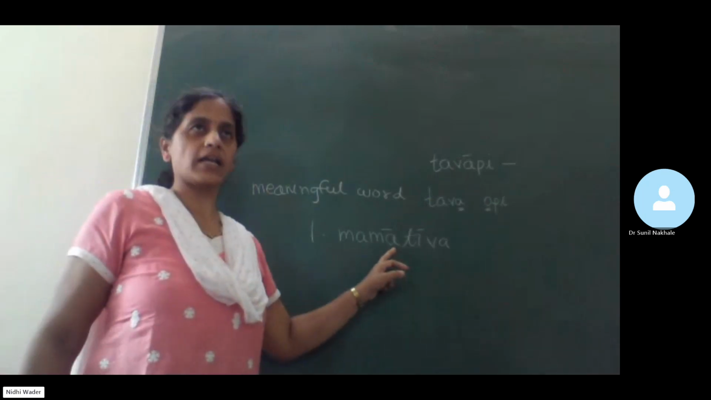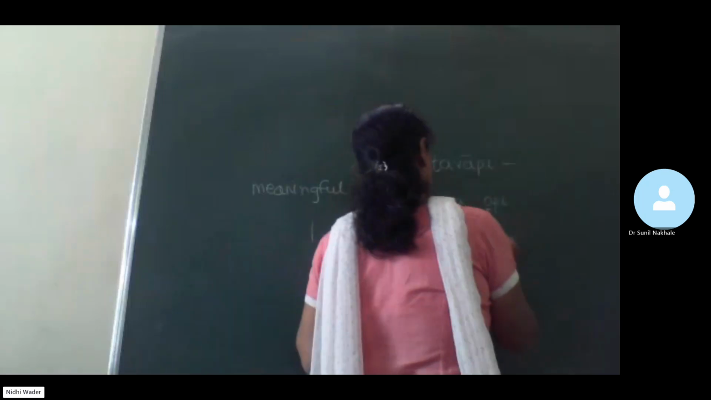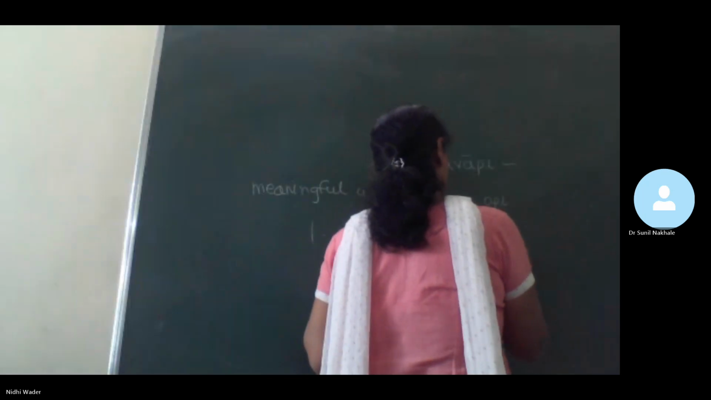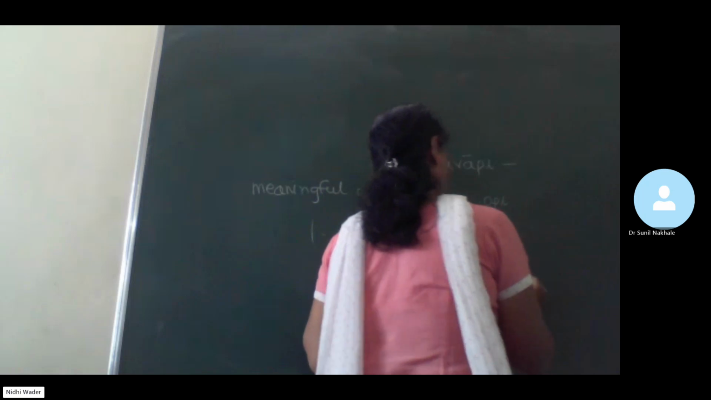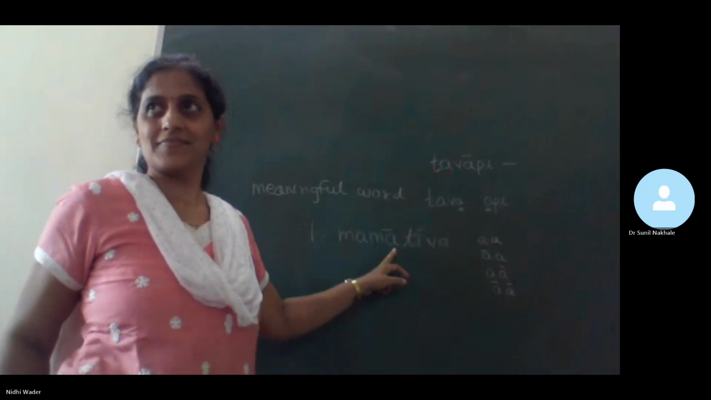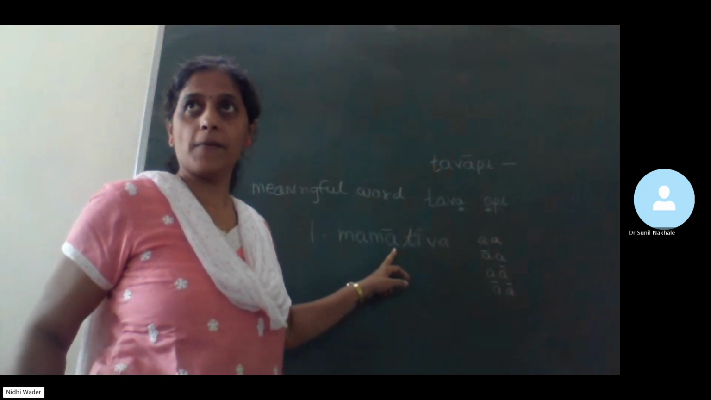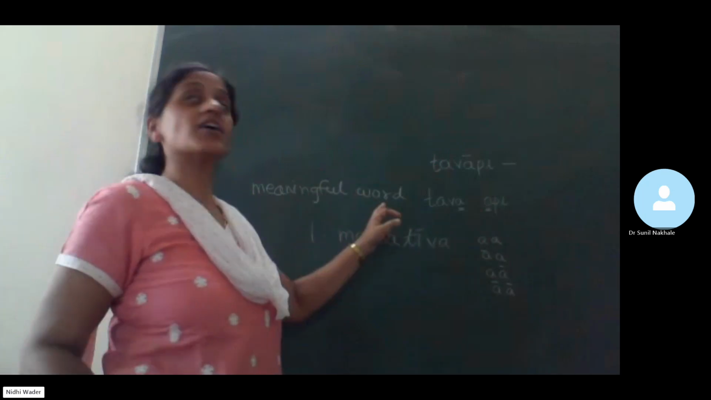So what is the possibility of Sandhi here? Again, we can see R. So there are four options for R. It can be A, A, A, A. Four options. Yes? But what is the rule? Meaningful word.